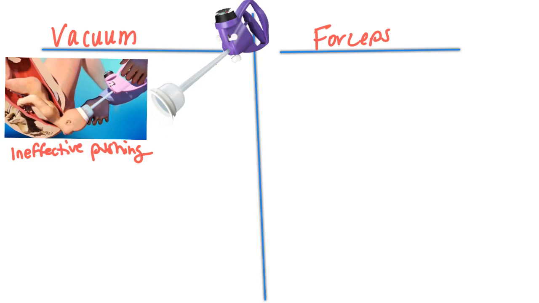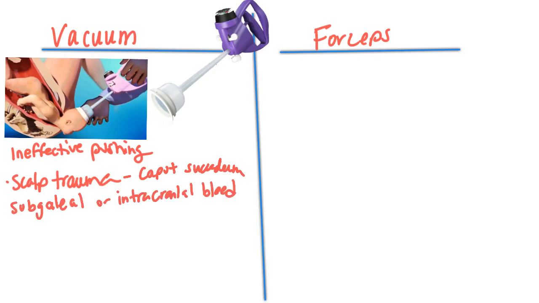It can create scalp trauma, which is common. It'll cause caput succedaneum, where you have the hematoma on the top of the baby's head that crosses the suture lines. Then they can have a subgaleal or intracranial hemorrhage, and it can cause death in the infant. So it's very hazardous, and the infant will need to be checked out after delivery.